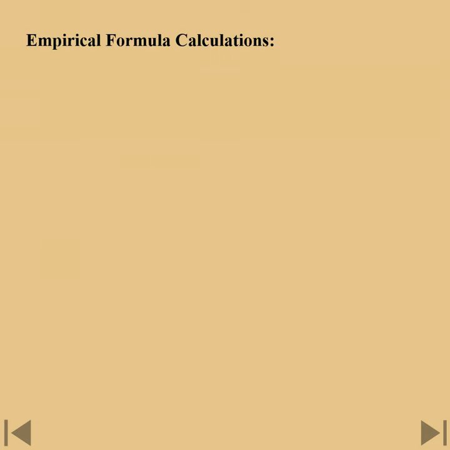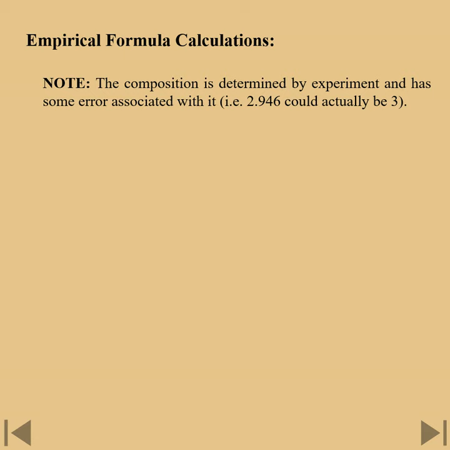Okay, now to determine the empirical formula of the compound, well, let me take a time out. First I want to point out that this comes from experimental data, so you might not get exact numbers. Remember, exact numbers don't show up in measurements. And so, as I give an example here, 2.948 could actually be 3, and actually within 0.3%, within 3%, it is 3.